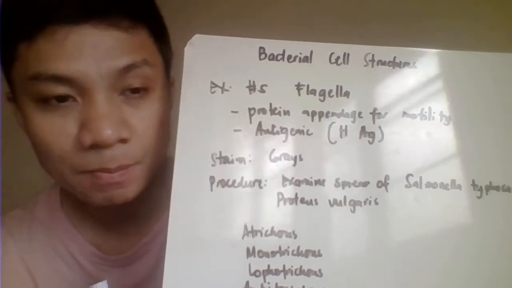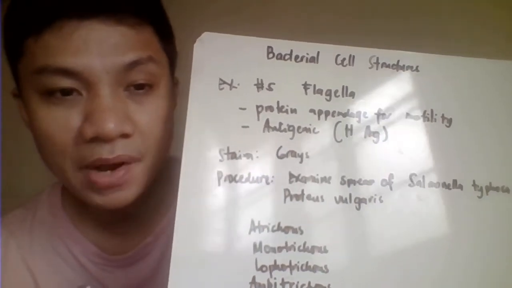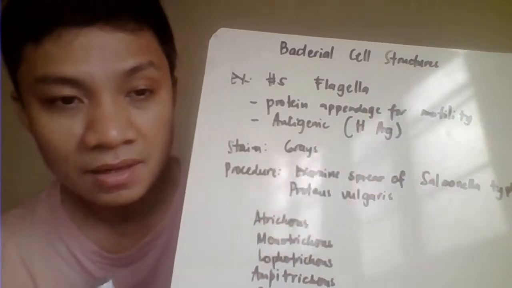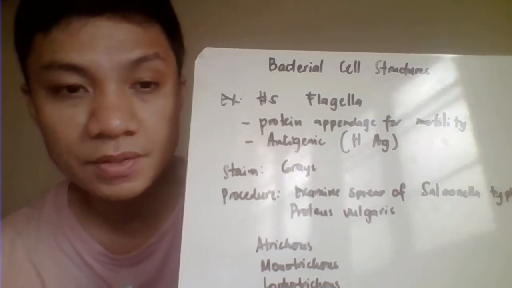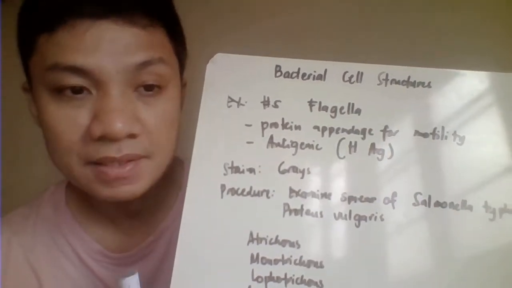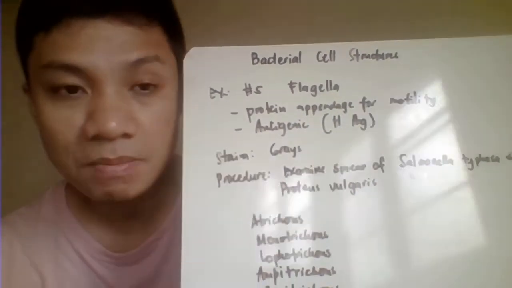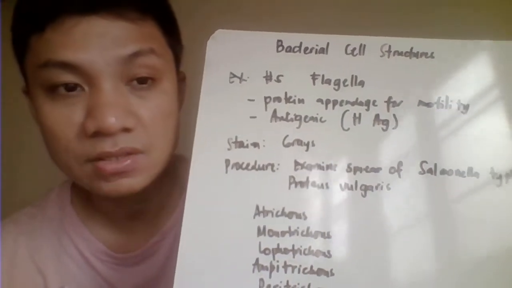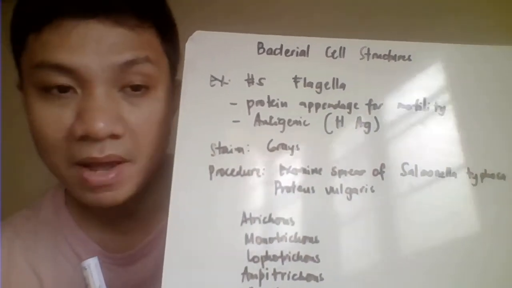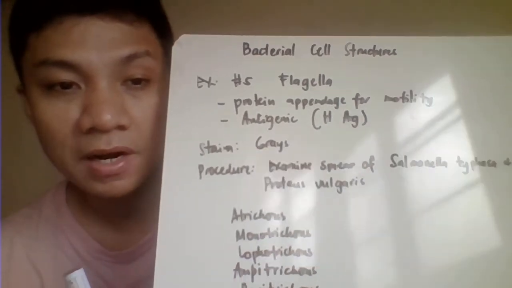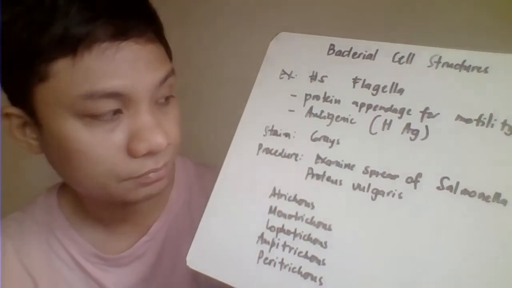Flagella are a protein structure that surrounds the bacterial cell, and they have antigenic properties. They can be identified by serological typing. Basically, the flagella serve as your H antigen that could be detected by anti-H antisera. Flagella are utilized by many motile organisms as their organ for locomotion.